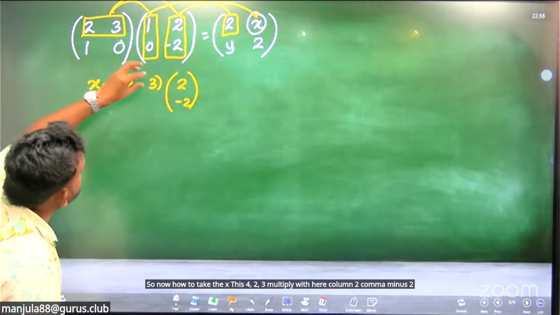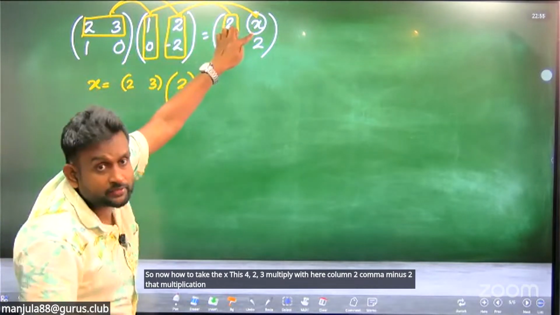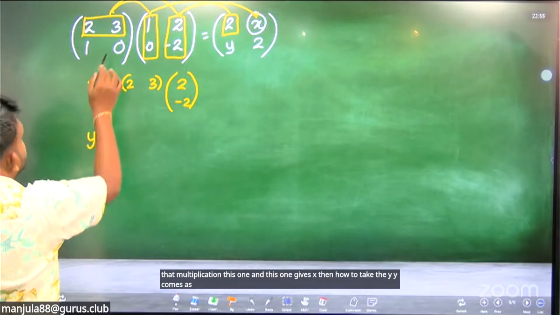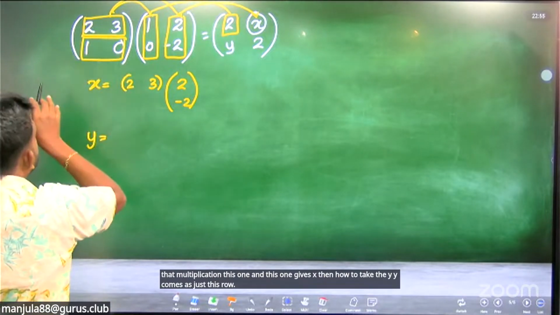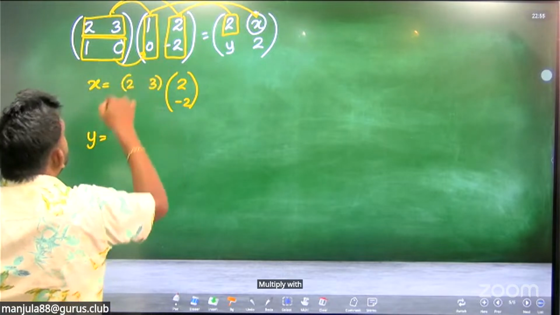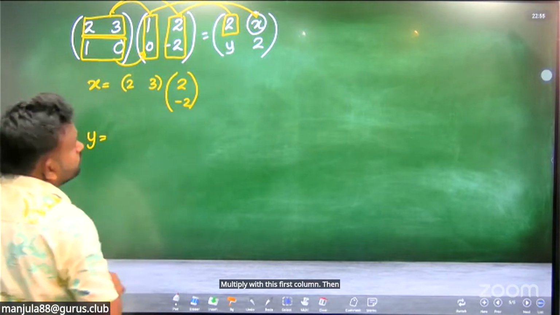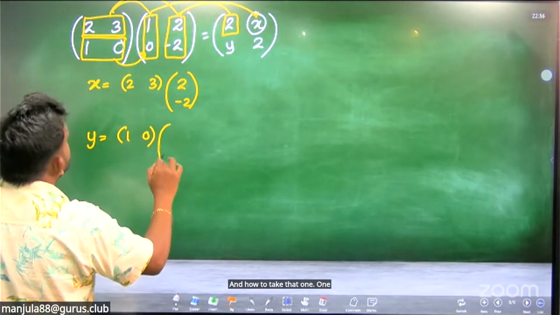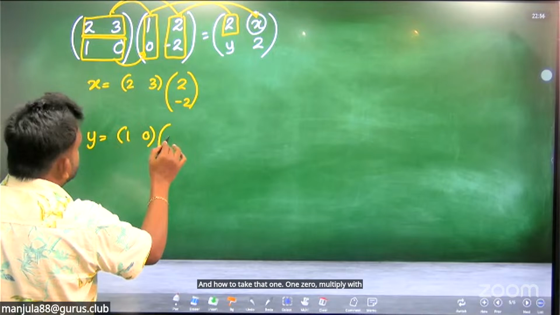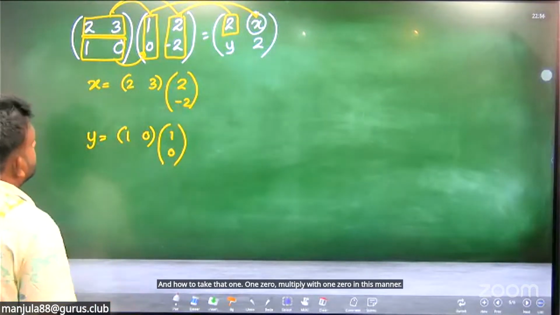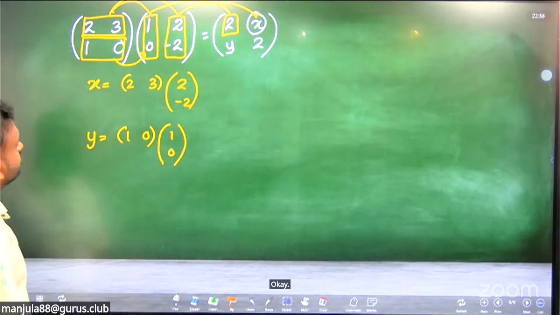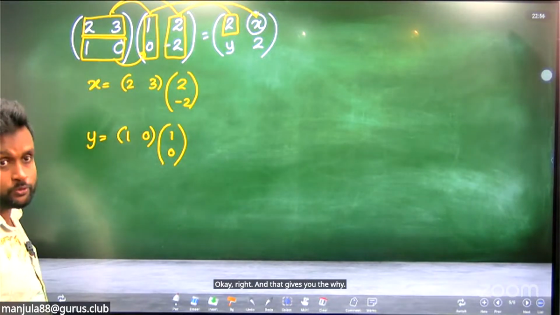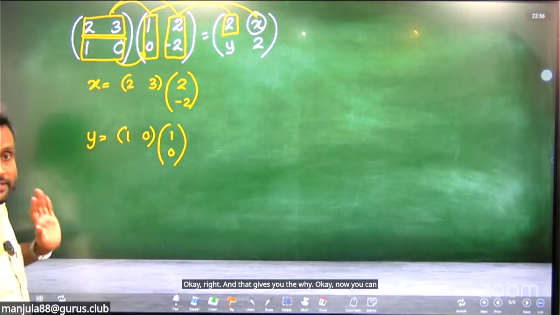That multiplication, this one and this one gives the x. Then how to take the y? Y comes as just this row multiply with this first column, then that multiplication gives the value of y. And how to take that one? 1 0 multiply with 1 0 in this manner. And that gives you the y. Now you can simplify these two to make x and y.